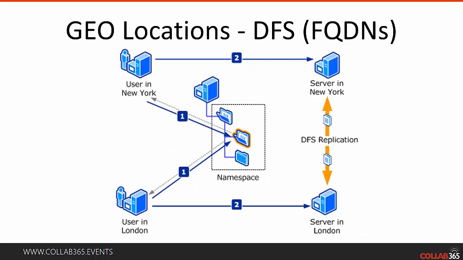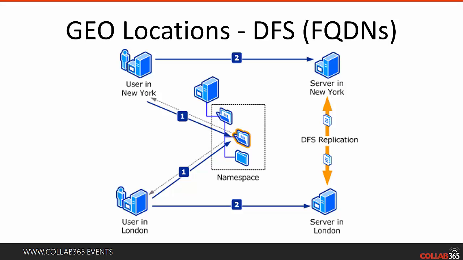When business has multiple locations, usually we stretch a DFS infrastructure across those locations. In this scenario, users in London connect to DFS servers in London, and users in New York to their local server.